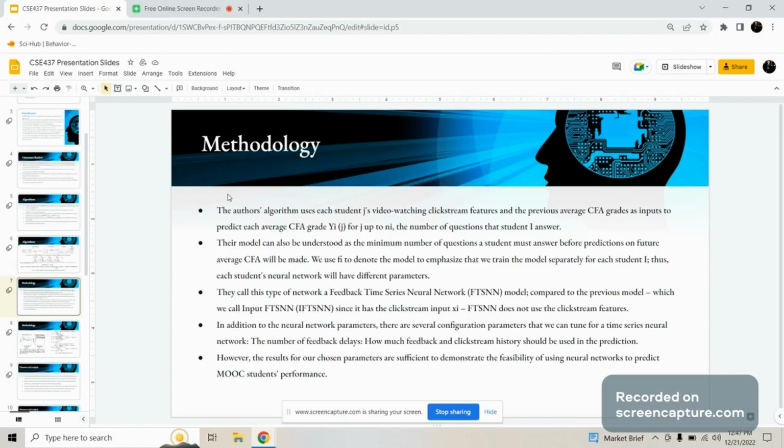Also, it demonstrates the benefit that different forms of data, prior grades and clickstream behavior, offer for grade prediction in the MOOCs. The author's algorithm uses each student's video watching clickstream features and the previous average CFA grades as inputs to predict each average CFA grade for the number of questions that the students have answered. Their model can also be understood as the minimum number of questions a student must answer before the predictions on future average CFA will be made.